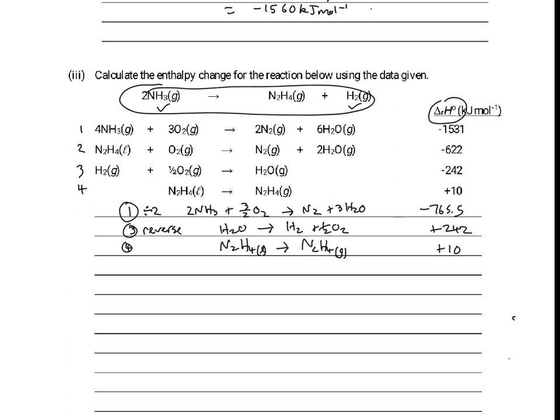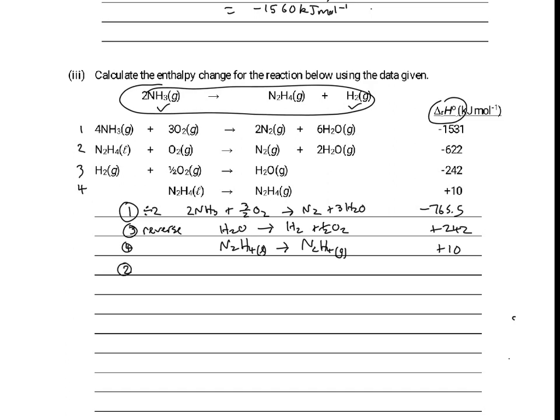Now, hopefully you can see pretty quickly that this equation we've just used has N2H4 as a liquid, and when we look at our target equation, there's no N2H4 as a liquid. So we need to get rid of this somehow. We can't just delete it, it has to be cancelled out somehow. So if you look at the equations we're given, only another one contains N2H4 liquid, which is number 2.